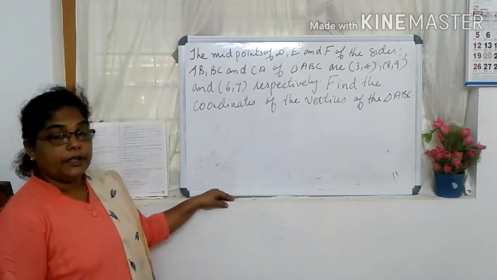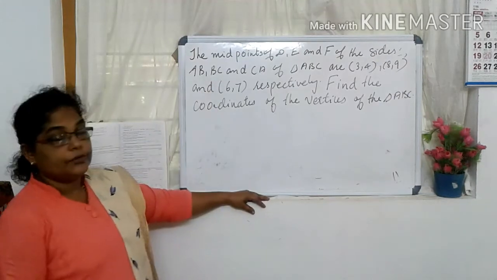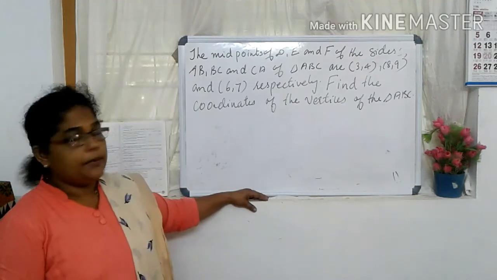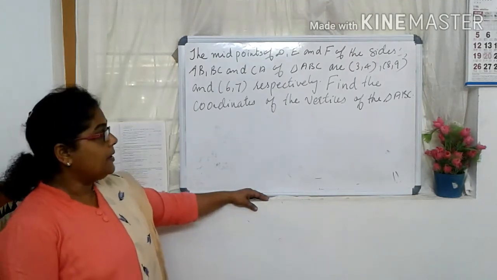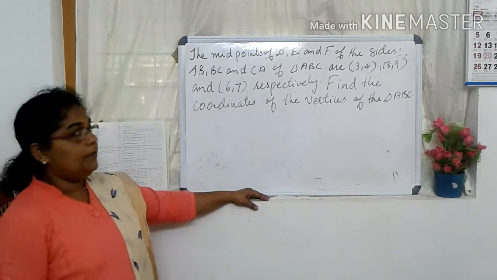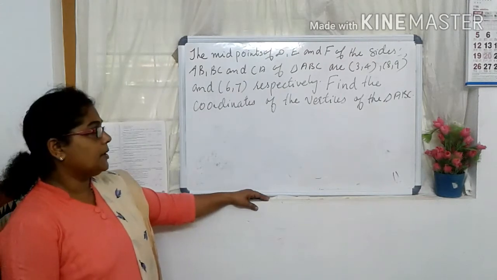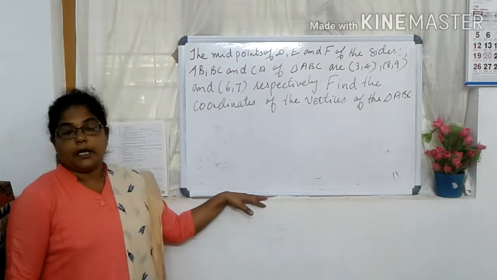Okay students, now we can check one question. The midpoints D, E and F of the sides AB, BC and CA of triangle ABC are (3, 4), (8, 9) and (6, 7) respectively. Find the coordinates of the vertices of the triangle ABC.